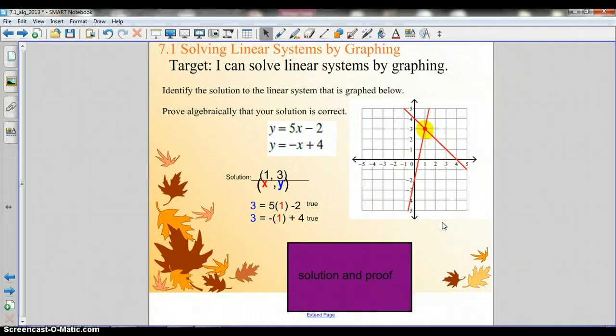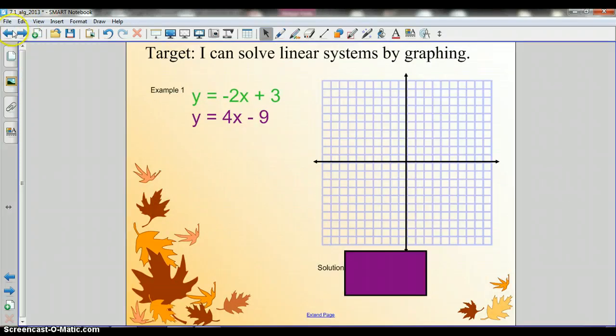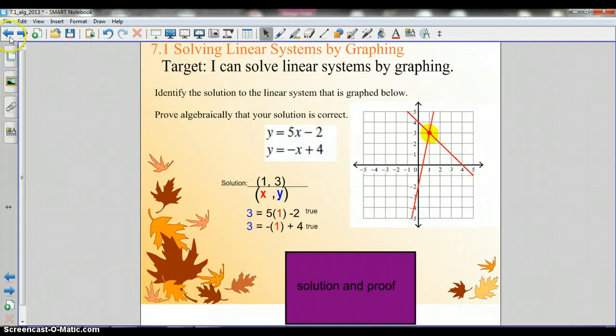And the reason why you want to do that is because sometimes graphs are made inaccurately, they're difficult to read, so we always want to go back and check algebraically, verifying that solution by substituting those x and y values right into the first equation and the second equation, to make sure that indeed it satisfies both equations. So that was a problem where the graph was already done for us.